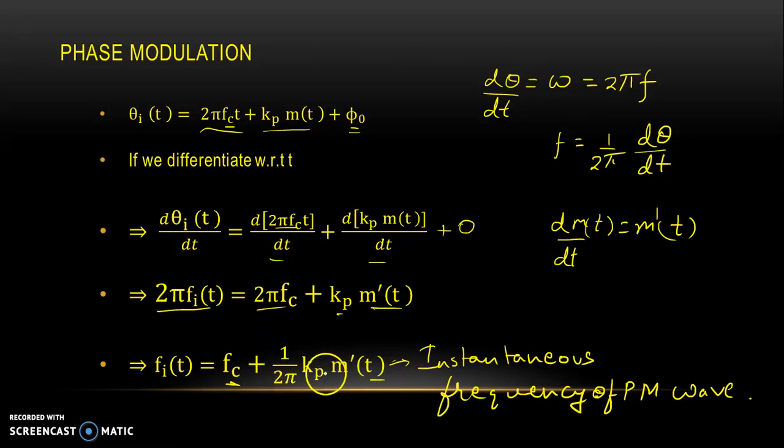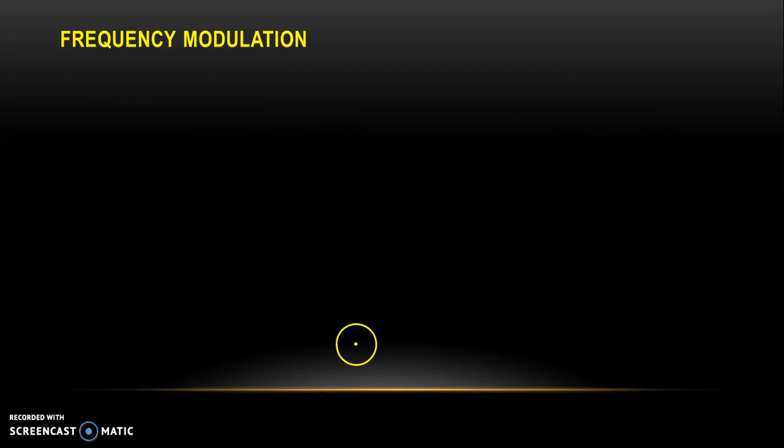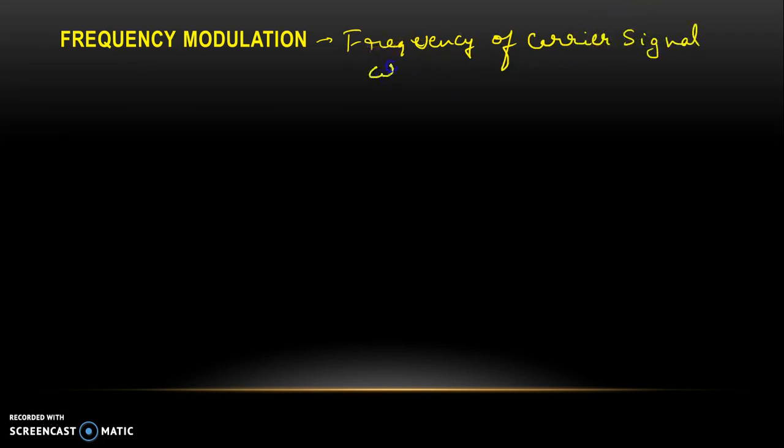Okay. Now moving further, let's talk about frequency modulation. Now what is basically frequency modulation? As I told you, in case of phase modulation, we are going to change the phase of the carrier signal with respect to the baseband signal. But in case of frequency modulation, we are going to change the frequency of the carrier signal. The frequency of the carrier signal will be modified.